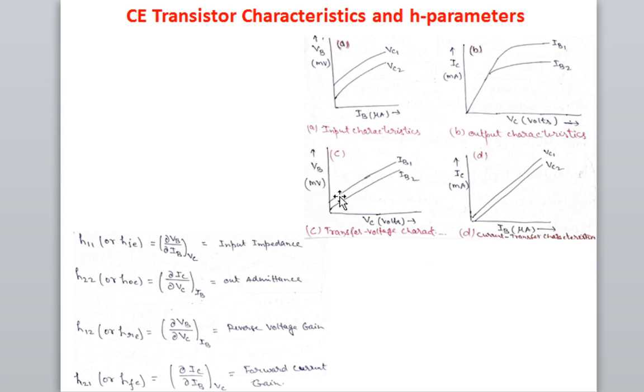Similarly, if you see here, that is the derivative of this quantity and the derivative of this quantity, keeping input voltage constant. Then if you take del VB upon del VC at constant IB, this is dimensionless, so HRE is a dimensionless quantity. This represents a gain, but we have taken the ratio of input voltage to output voltage, so this is known as the reverse voltage gain. This is gain in the voltage but in the reverse direction, that is why this is known as the reverse voltage gain, HRE, when emitter is common.